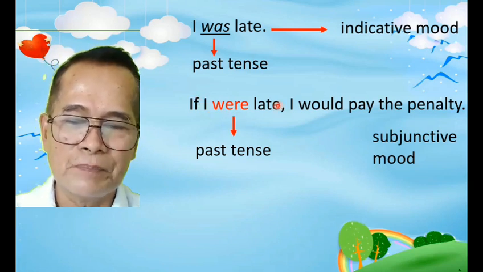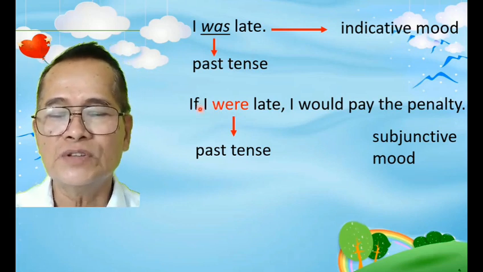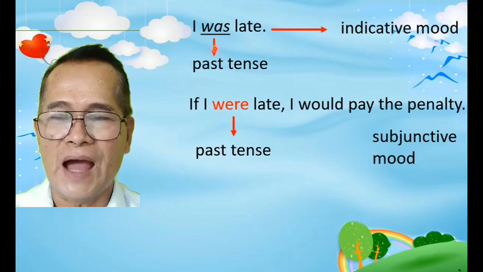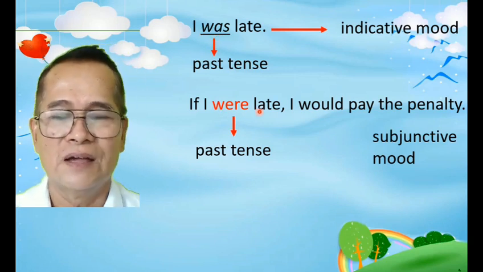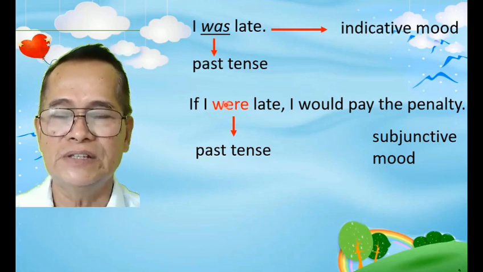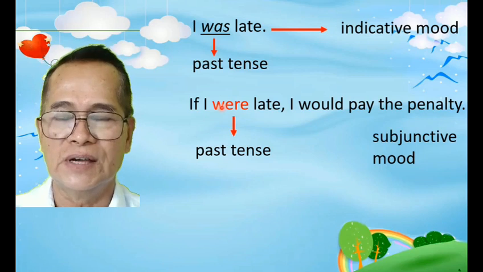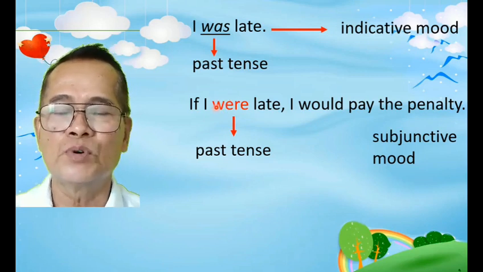Pero ang subject natin dito ay I. So, kung ordinary ito, katulad nito, I was late, was ang verb sa past tense. Pero dito sa subjunctive mood, hindi tayo gagamit ng was. The verb is always were according to the rule. Regardless of the subject, kahit na singular or plural pa siya.